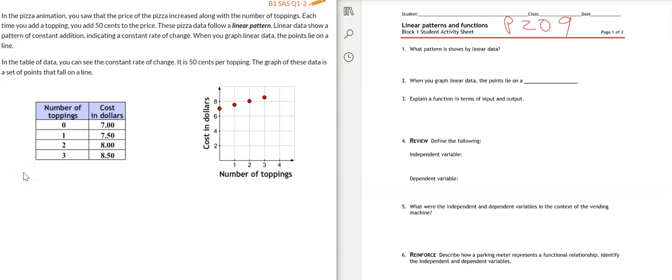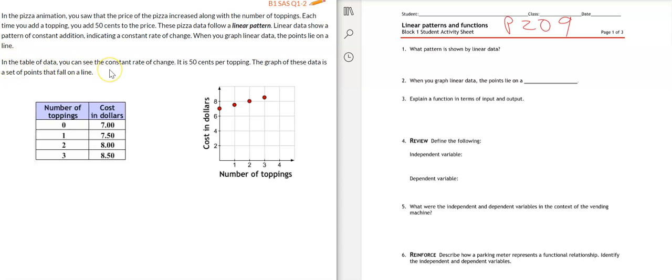In the pizza animation, you saw that the price of the pizza increased along with the number of toppings. So every time you added a topping, the price of the pizza went up. Each time you add a topping, you add 50 cents to the price. These pizza data follow a linear pattern. Linear data show a pattern of constant addition, indicating a constant rate of change. When you graph linear data, the points lie on a line, a straight line.